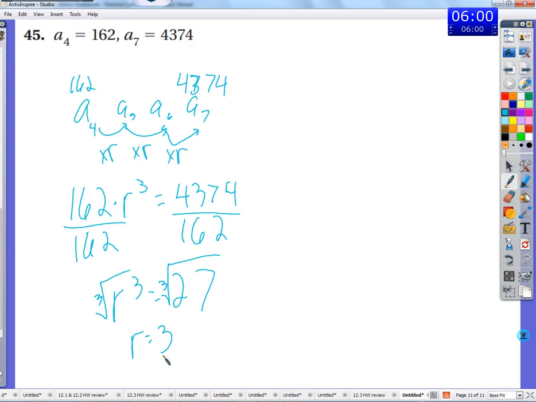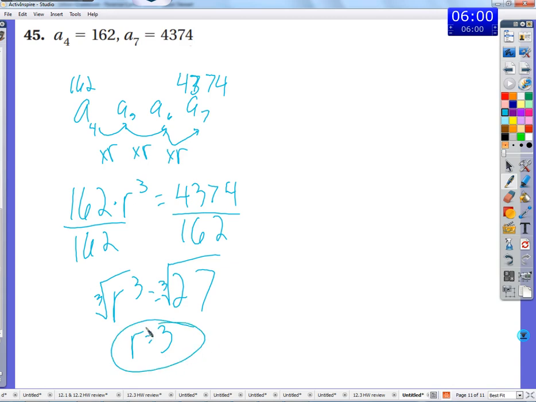Why? Because if we multiply a negative number by itself an even number of times, we can get a positive number. But if you multiply a number by itself 3 times and you get a positive number, you can only do that with a positive number. If you do a negative number, you wind up with a negative number. So r is 3. We know that r is 3.